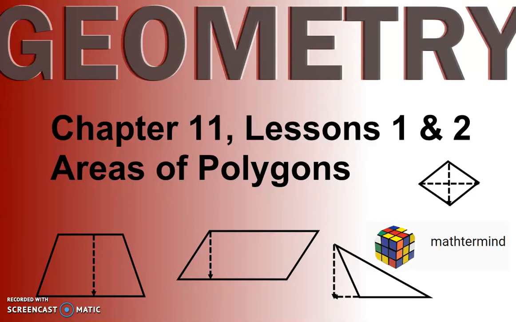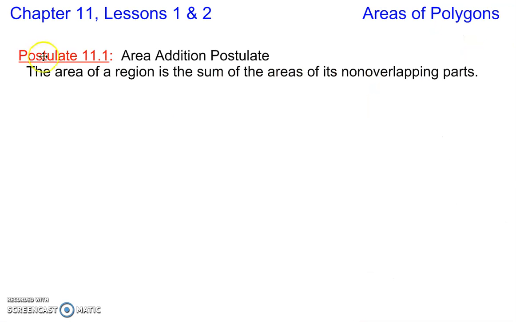All right, back with Geometry, Chapter 11, Lessons 1 and 2. This is mostly a review. The area addition postulate, 11.1: the area of a region is the sum of the areas of its non-overlapping parts.